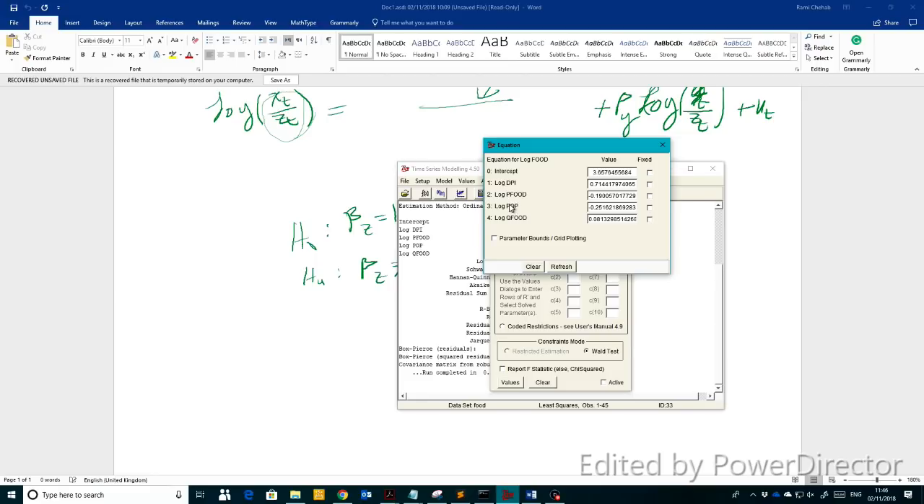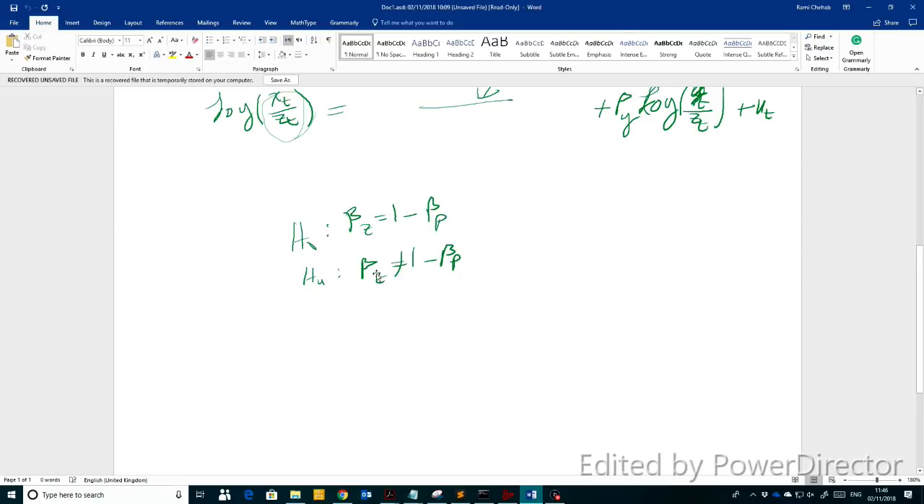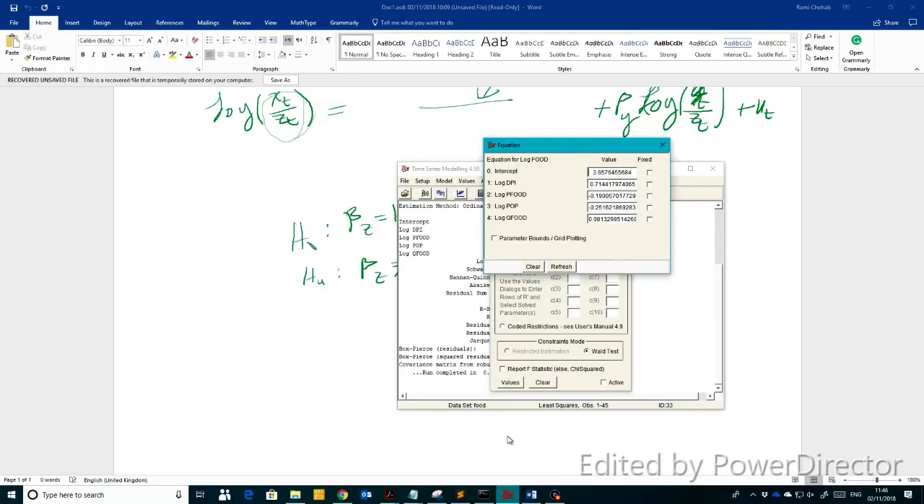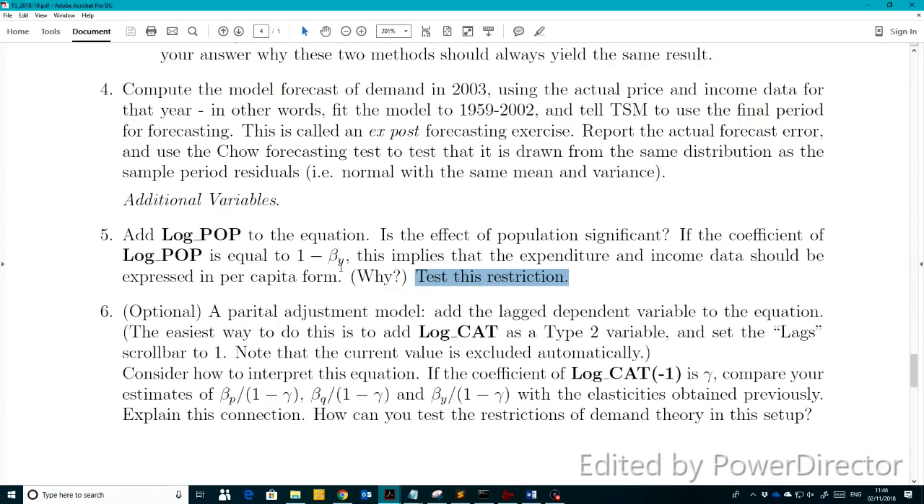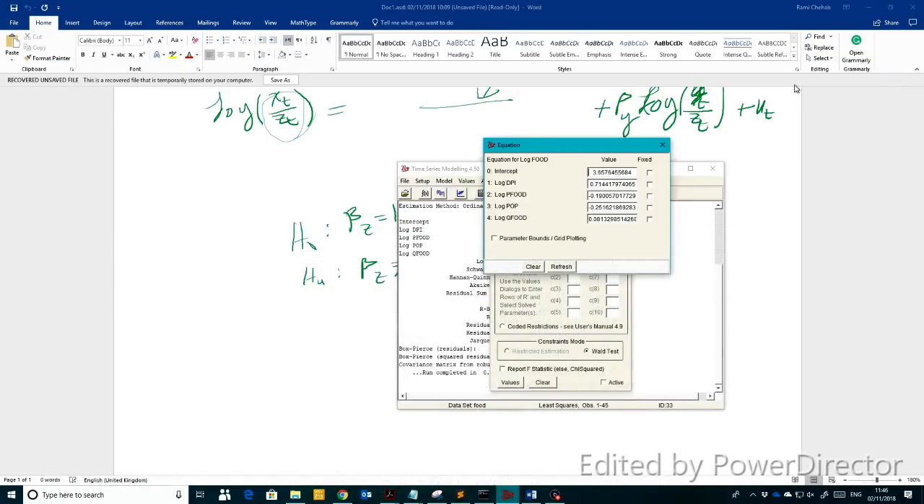We're looking at the population, which is number 3, and we are trying to say that beta Z, which in our case is beta 3, is equal to 1 minus the beta of P, or beta of income. Was it beta of income? If you go to the question sheet, you will see that this is beta of Y, which is beta of income. So where is beta of income? Beta of income is DPI. So we're looking at 3 and 1. So we're looking at beta 3 equal to 1 minus beta 1.